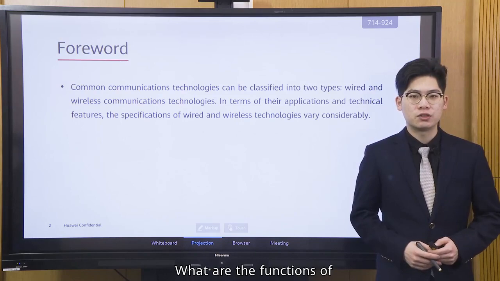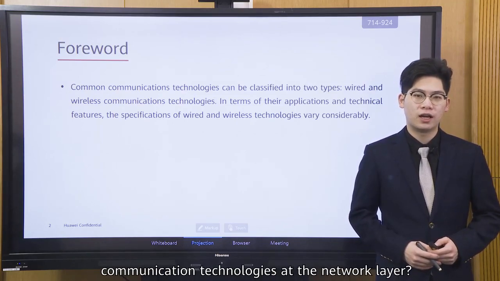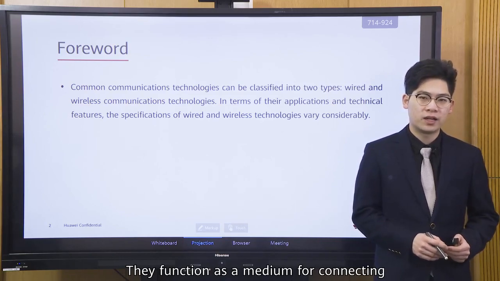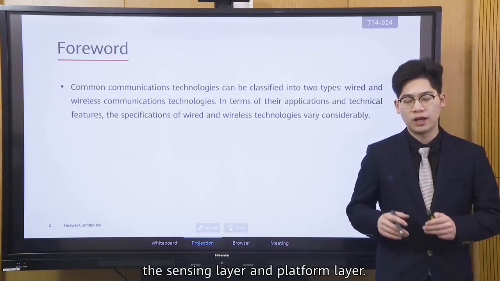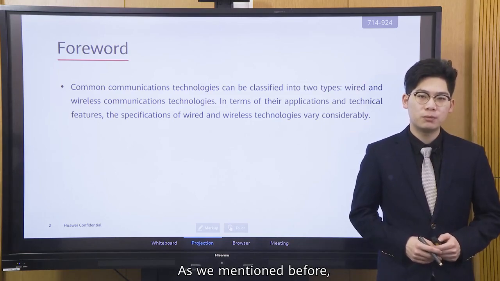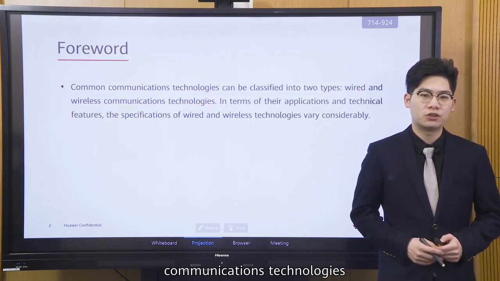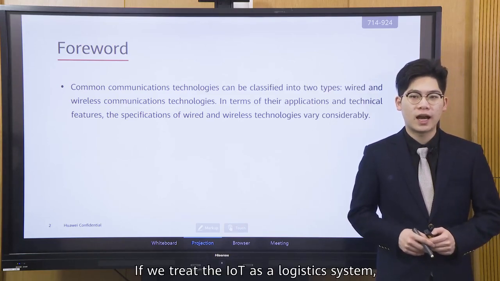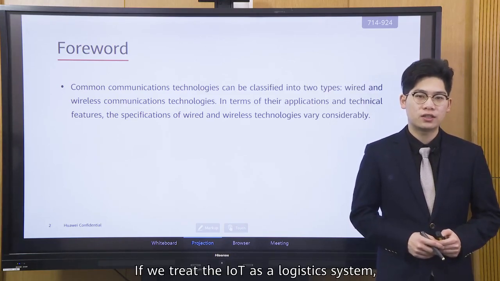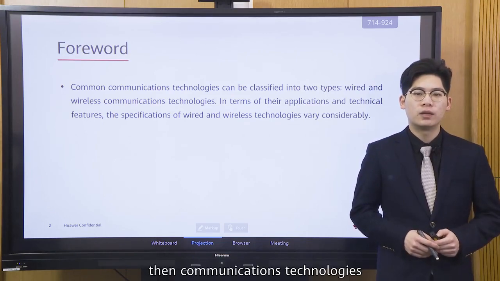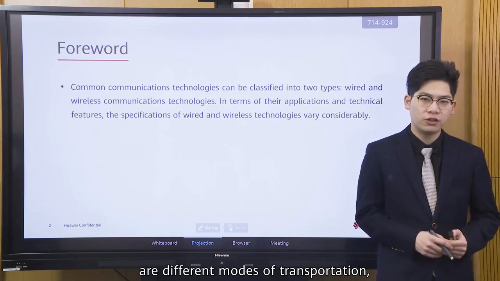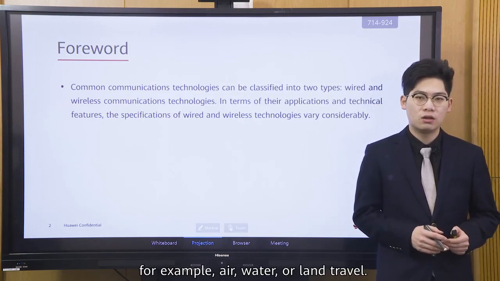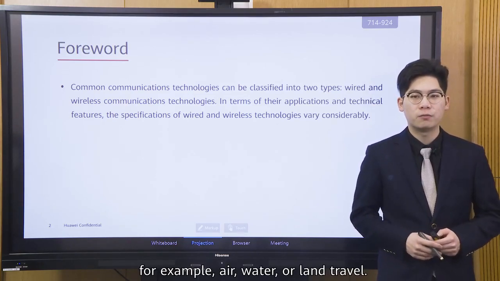What are the functions of communication technologies at the network layer? They function as a medium for connecting the sensing layer and the platform layer. As we mentioned before, communications technologies are the foundation of the IoT. If we treat the IoT as a logistics system, then communications technologies are different modes of transportation. For example, air, water, and land travel.